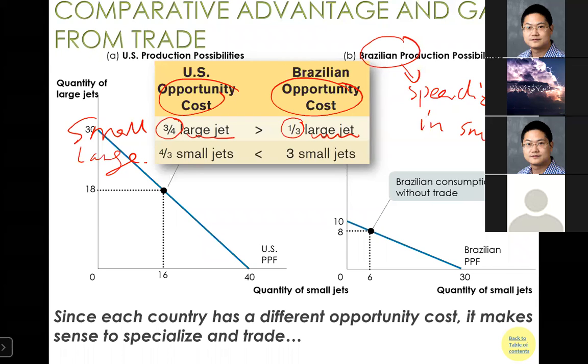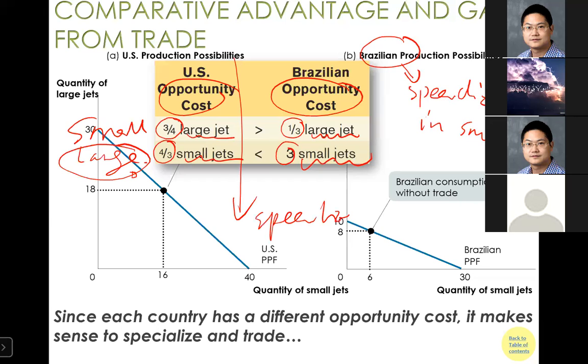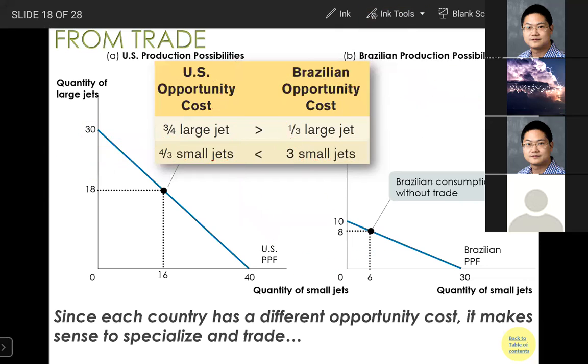Now, on the other hand, the US has a smaller cost in producing larger jet, because it costs 4/3 of a small jet to produce one larger jet. But for Brazil, it costs 3 small jets to produce one larger jet. So we say the US specializes in large jet. Okay, now we are ready to see how they are going to benefit from trading with each other.